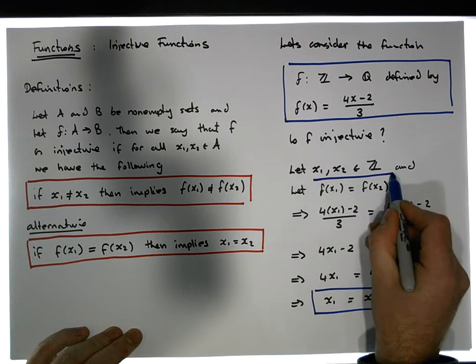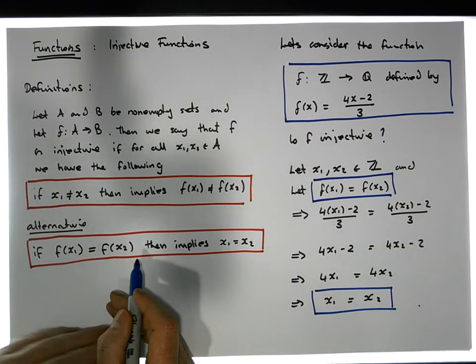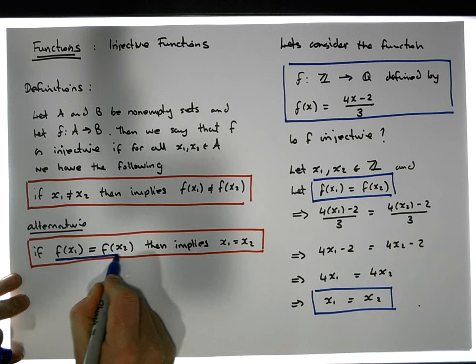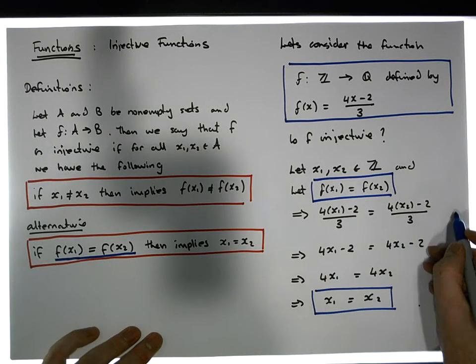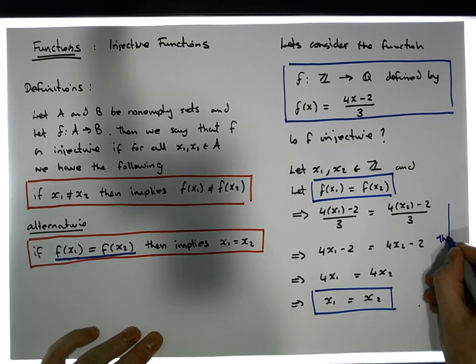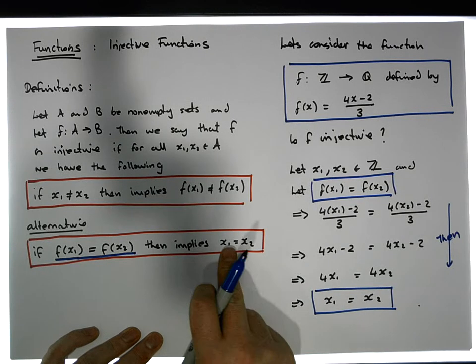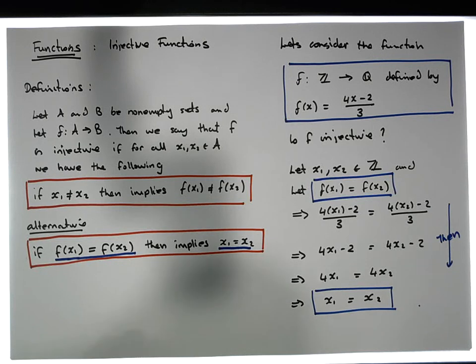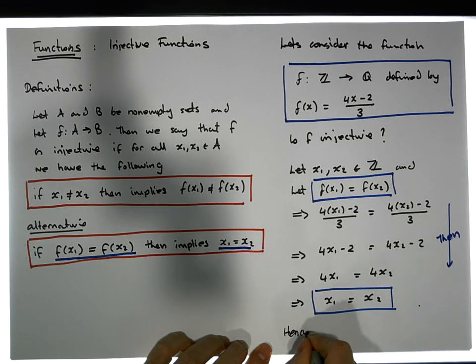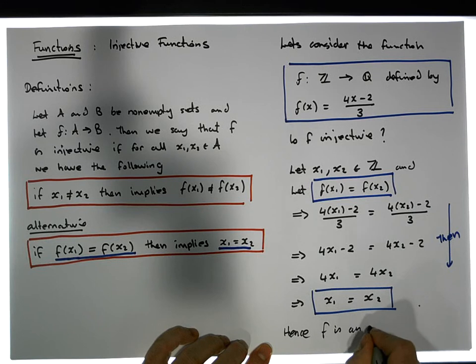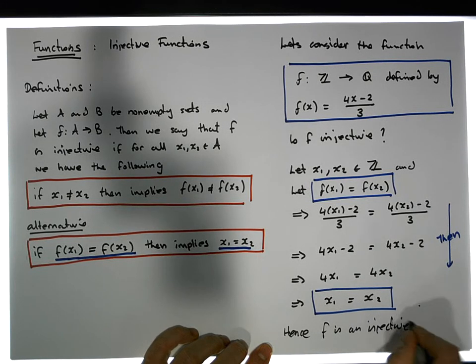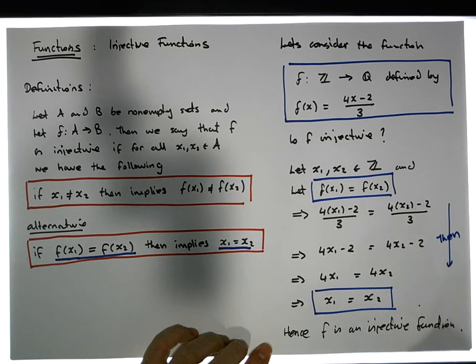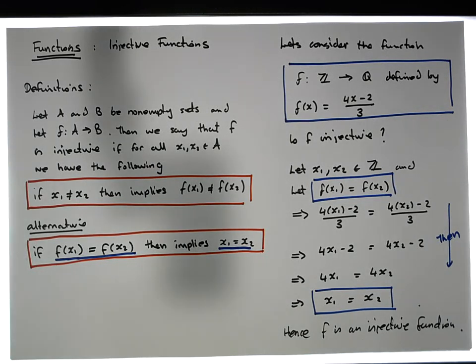We've assumed this to be the case. That's what it says: if f of x1 is equal to f of x2, then what we've arrived at is x1 is equal to x2. So what we've actually shown here is clearly, hence, f is an injective function. So there you go, guys. That was our quick test to see whether a function was injective. In the next example, we'll have a look at something a little bit more complicated and try to test for injectivity.